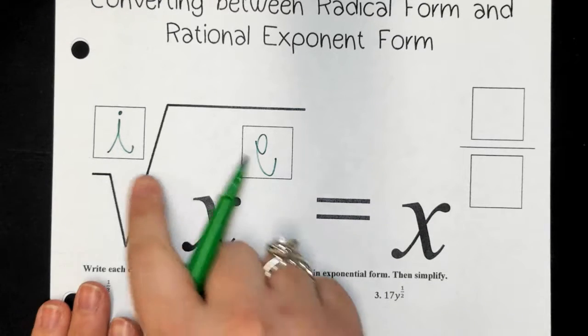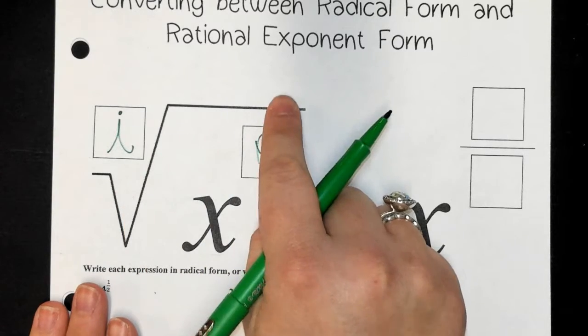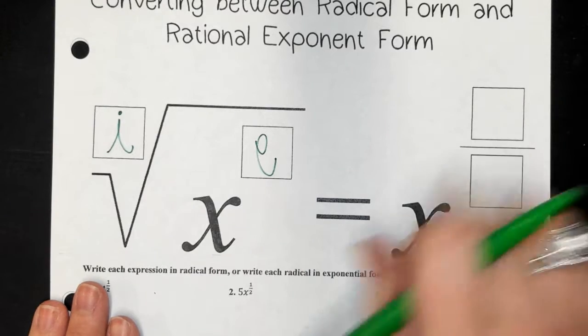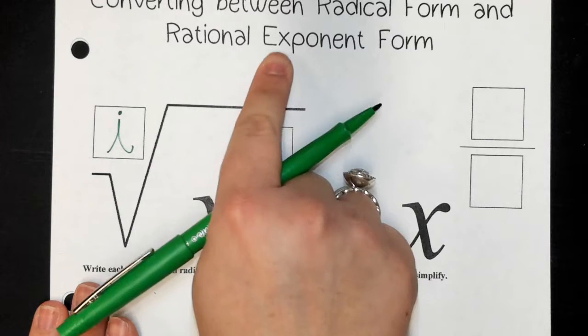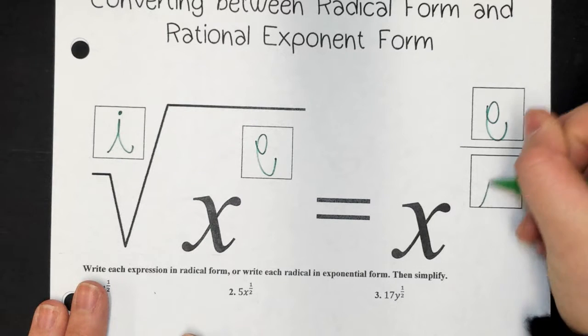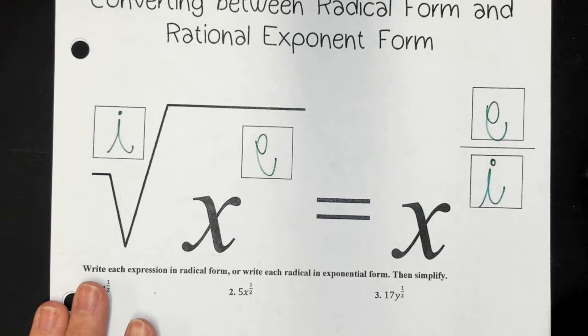So when you're going from radical form to rational form, everything just goes up. So whatever's closest goes up top. So your E will go up and your I stays down.